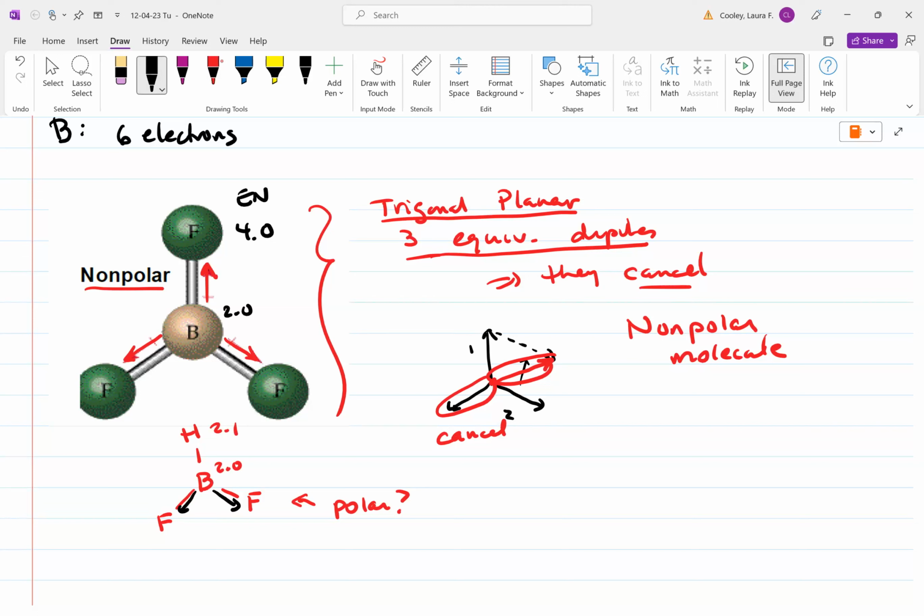What does that kind of look like? Remember water, where the side to side cancel, but you had a net direction? So the net dipole would be like that if you had BHF2. So there's a net dipole here that points down, or from the boron end to the hydrogen end. This would be delta negative and delta positive right there.